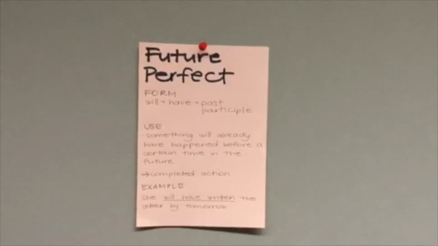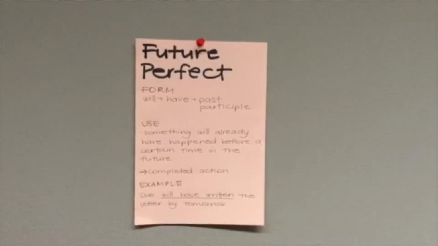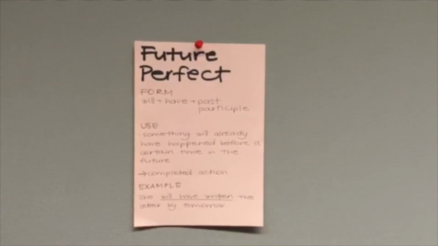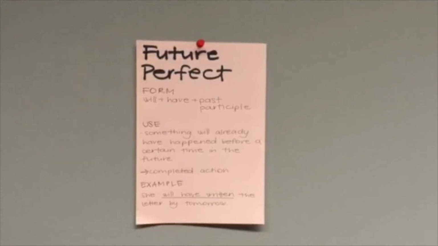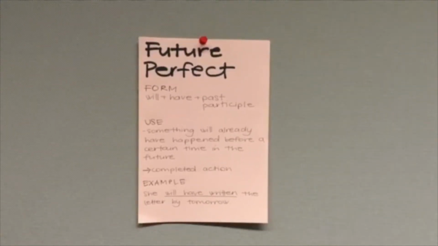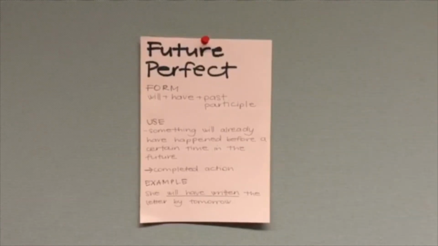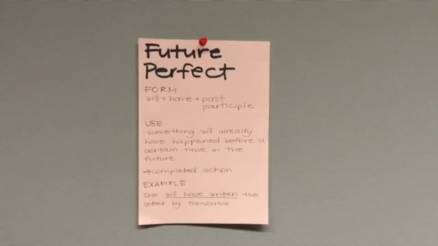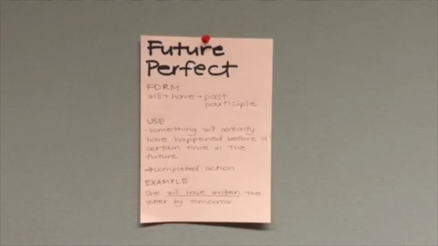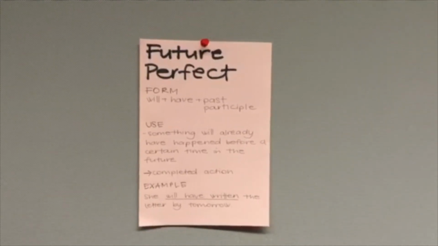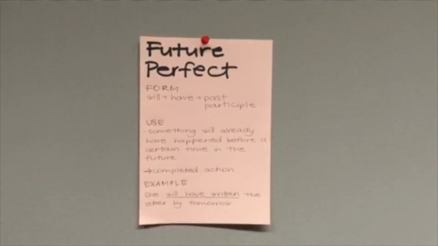Finally, the future perfect. It is formed with will plus have plus the past participle. The future perfect is used to express the idea that something will occur before another action in the future. It can also show that something will happen before a specific time in the future. It is a completed action. For example, she will have written the letter by tomorrow.